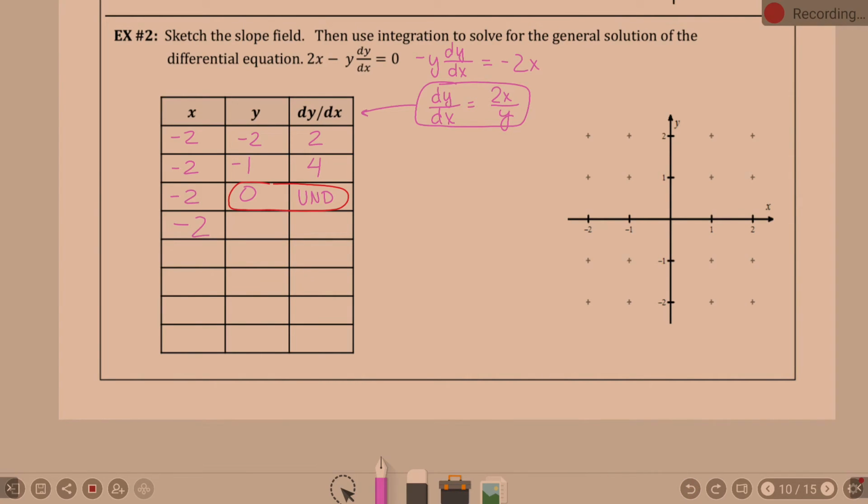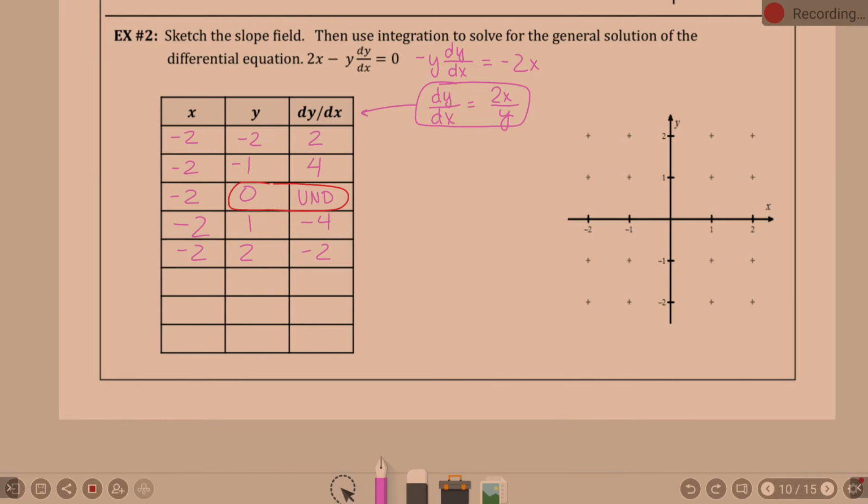Negative 2, what do I still need to do? Positive 1. So what's negative 2, positive 1? It's going to be negative 4, right? And if I do negative 2, positive 2, negative 2. Are you noticing connections there between the negative y values and the positive y values? It just flipped my slopes, didn't it? Same slopes, but different numbers.